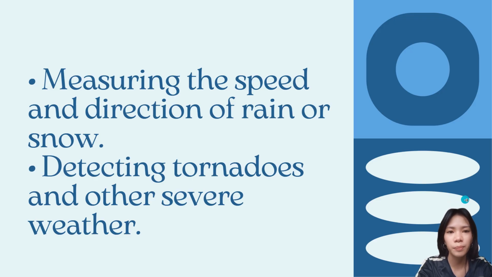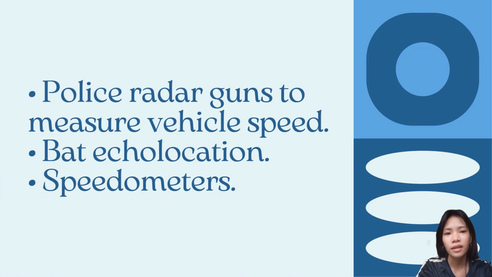Next, other uses. There are many everyday applications of the Doppler effect. Police use radar guns to measure car speeds. Bats use it naturally in echolocation to hunt prey. Even speedometers and some navigation systems rely on Doppler shifts. So whether it's in hospitals or highways, in the sky or across the universe, the Doppler effect connects so many different parts of our lives, and that's why it's such a fascinating phenomenon.